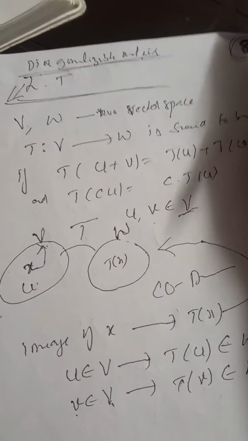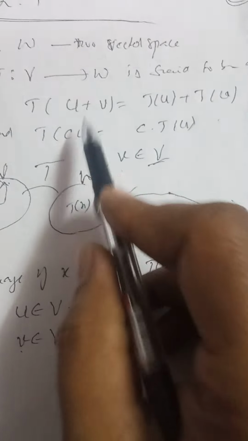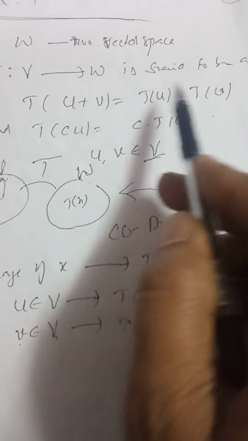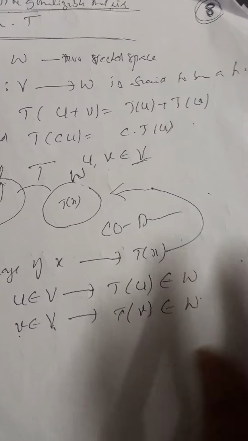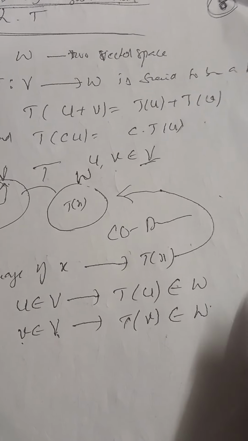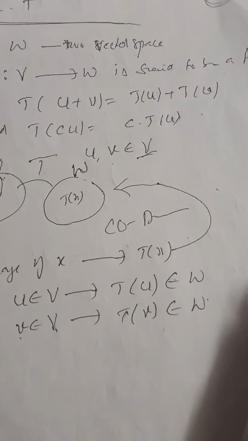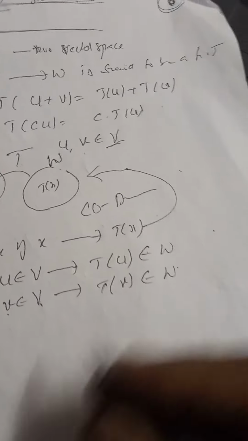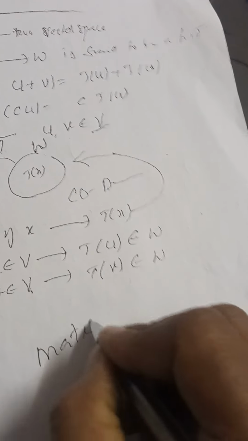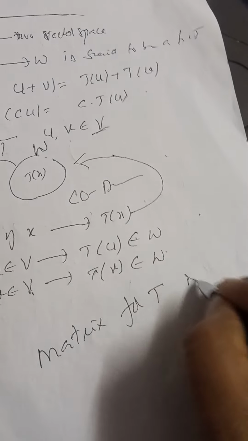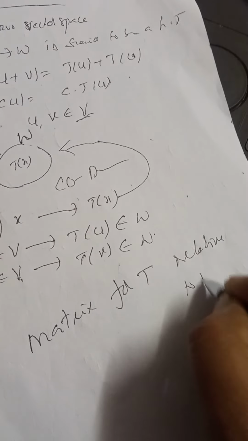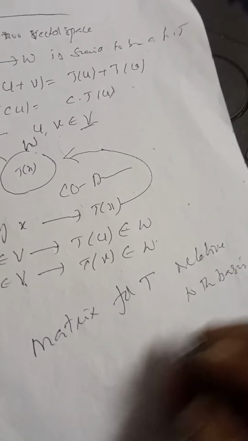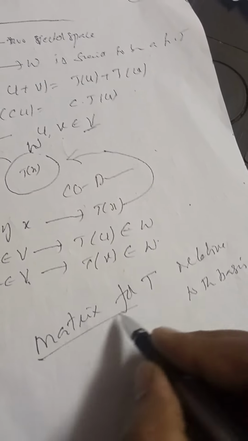When do you say that a function is a linear transformation? If these two conditions are satisfied, that is, LHS is equal to RHS, then it is said to be a linear transformation. Okay. Now here, how to find the matrix for T relative to the basis? Matrix for T relative to the basis, right? This is important.